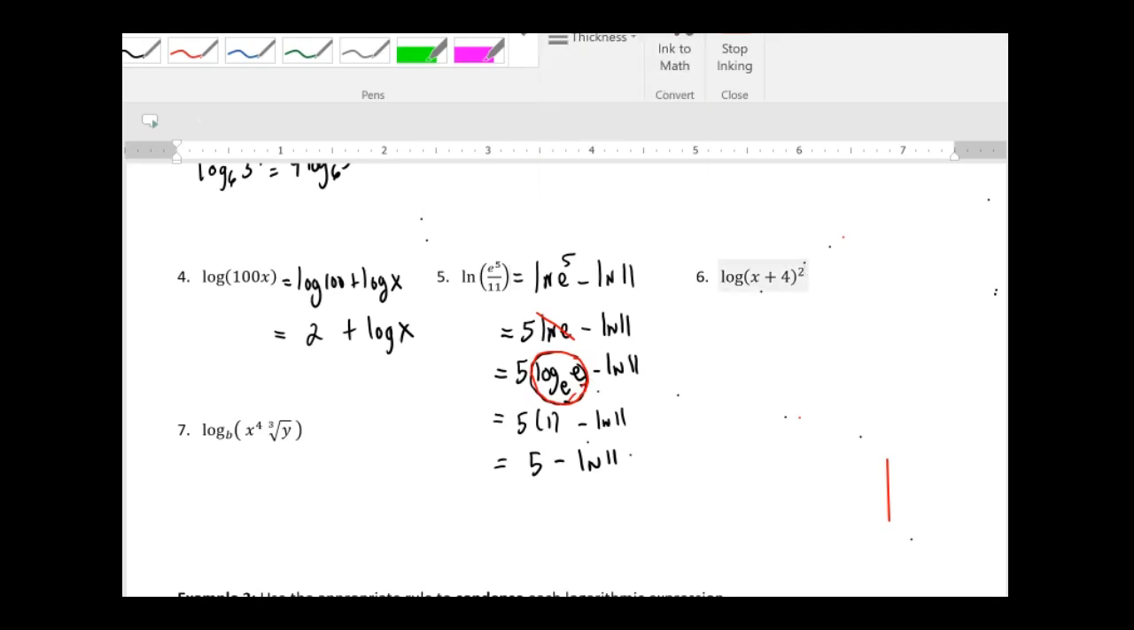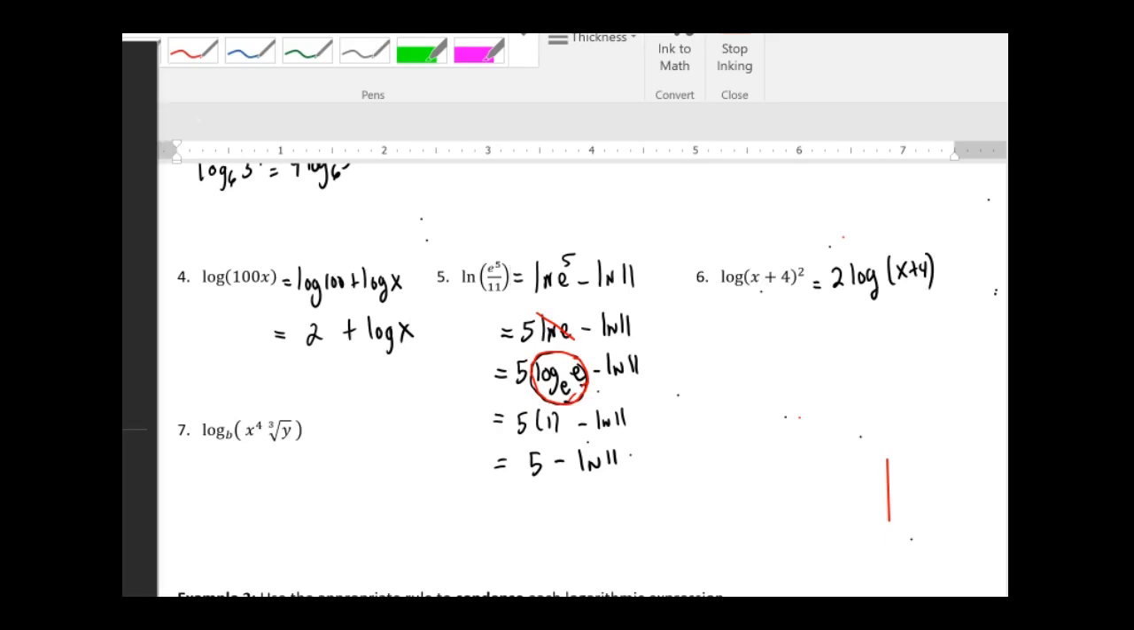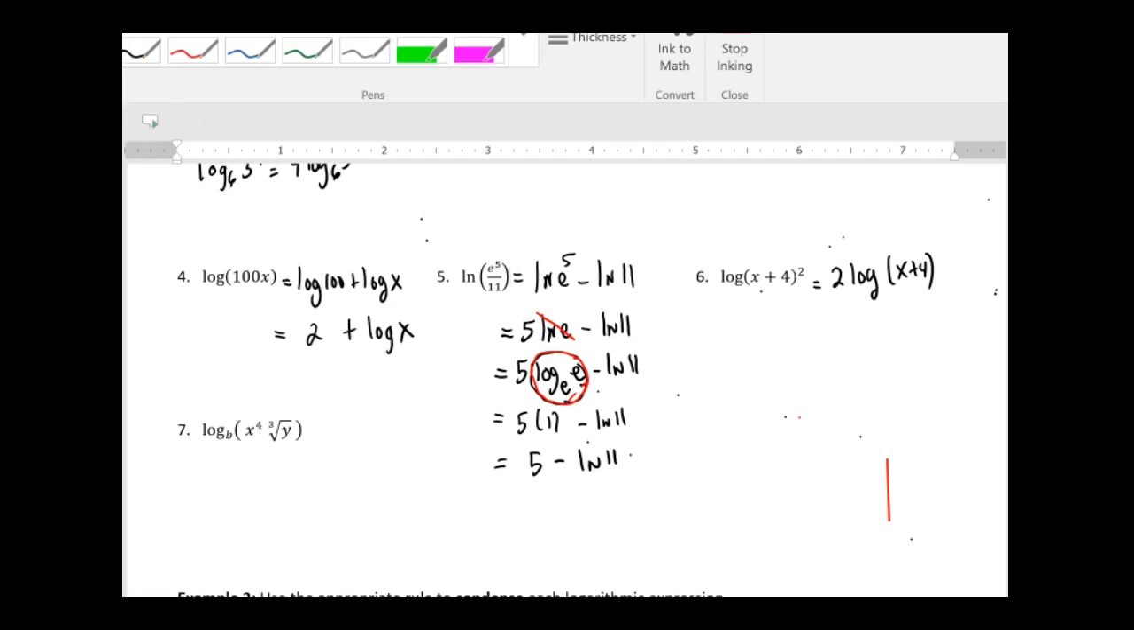Okay, so the next one here, I can take my power to the front, so I get 2 log of x plus 4. So here we were using the rules to expand our logarithm. We started with 1 logarithm, we ended up with 2, for example. So let's look at number 7. Here we're multiplying, so we can write this as log base b of x to the 4th plus log base b of the cube root of y.